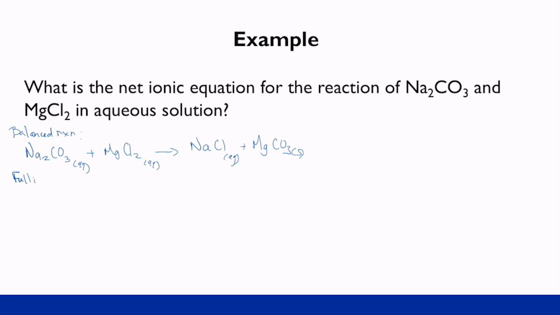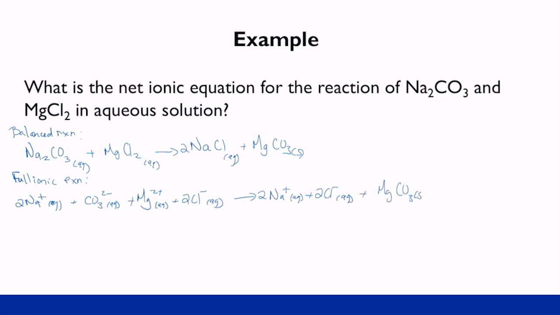Okay, now we need to break down the balanced chemical reaction into the full ionic equation. So all the aqueous substances will break apart into their respective ions. We will write Na+ aqueous plus CO3 2- aqueous plus Mg2+ aqueous plus Cl- aqueous goes to form Na+ aqueous plus Cl- aqueous plus MgCO3 solid.